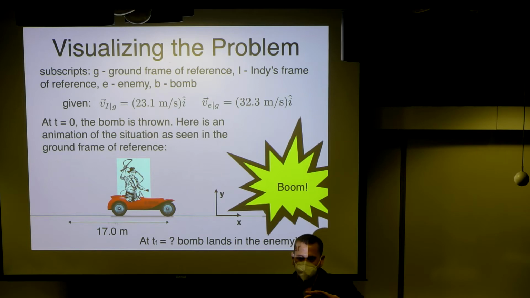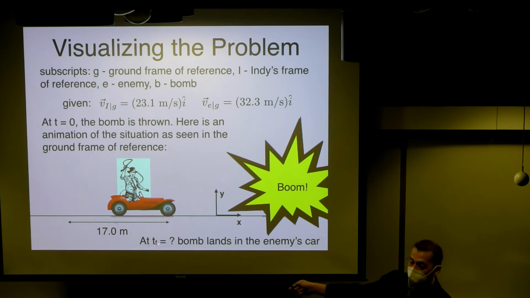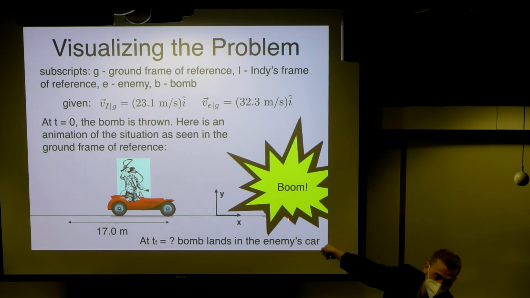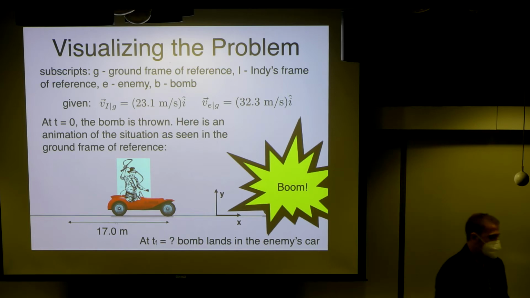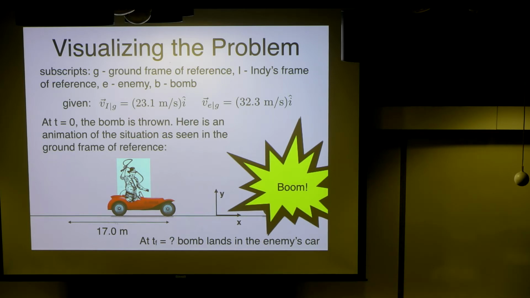Now I just want to see where you guys are at. Do you remember problems like this that we've seen before, where one object either meets another object or collides with another object? What do we do in that situation? So we set what exactly equal to each other? Position, right? If the bomb lands in the car, then at this time t final, it has to be at the same position as the enemy's car. We need that to happen in order for this to work out, right? So that's all well and good.